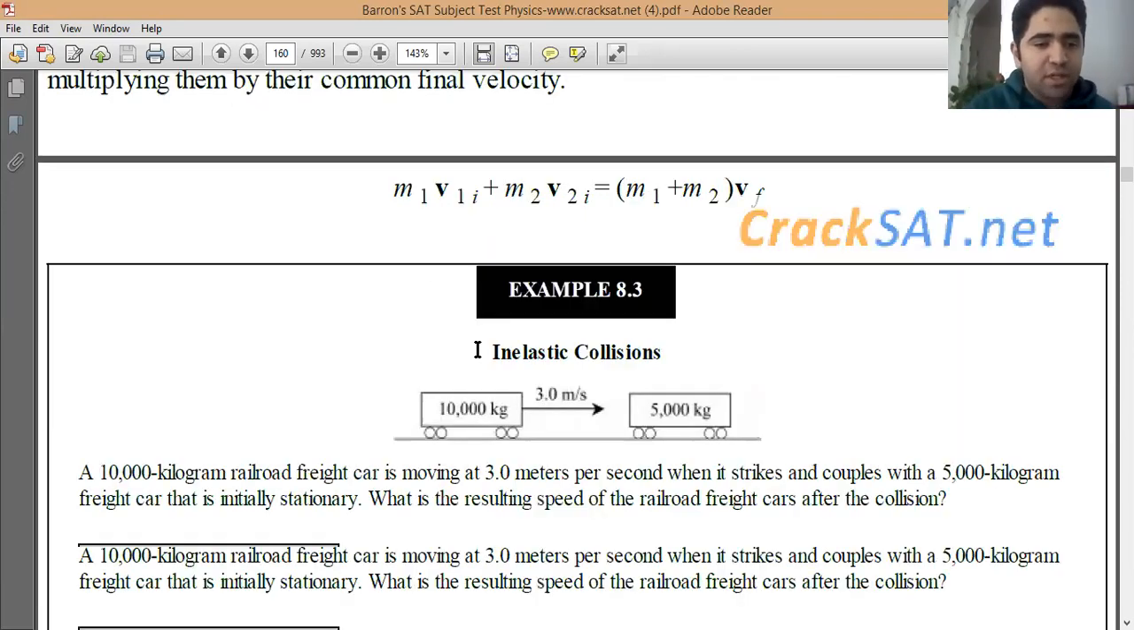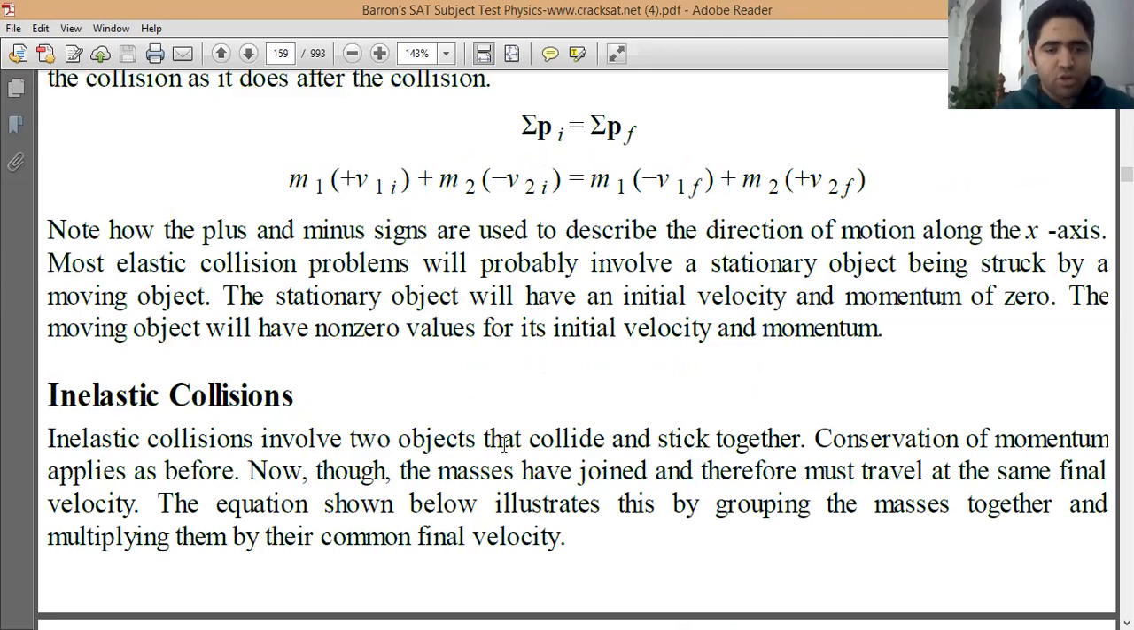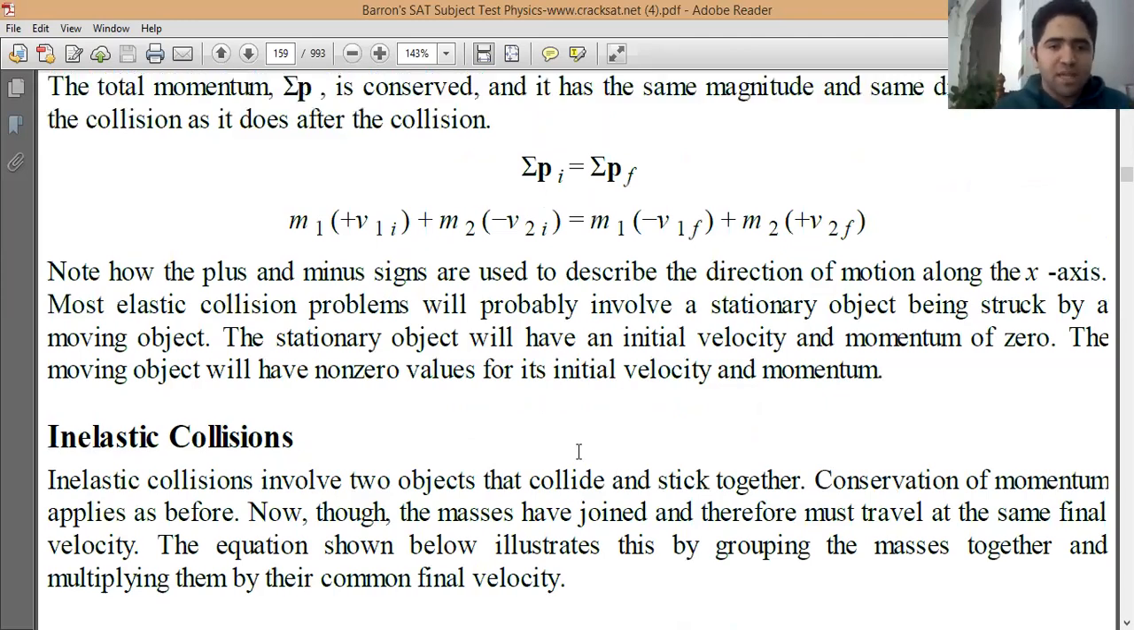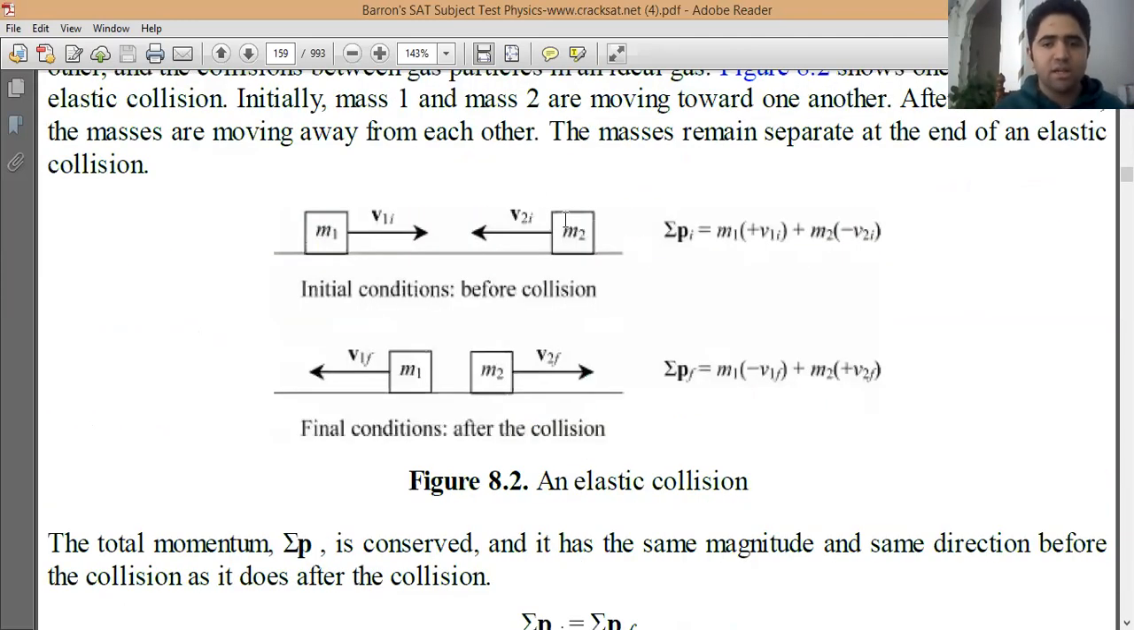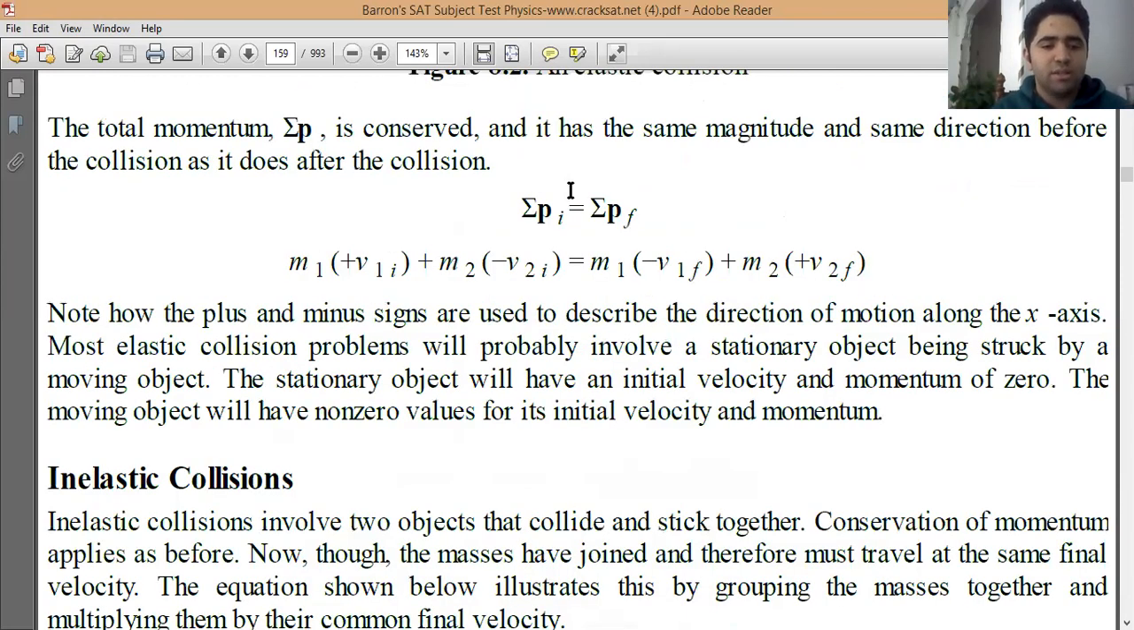So we have a truck, 10,000 kilograms, moving at 3 meters per second. This is exciting stuff, and it's going to hit a 5,000 kilogram car that's going to move it along. What is the resulting speed of the railroad freight cars after the collision? They will have the same speed because they will stick to each other. That is the meaning of inelastic. Inelastic collisions involve two objects that collide and stick together. Elastic collisions, no, they will bounce off each other. Okay? So now we move on to inelastic collision.